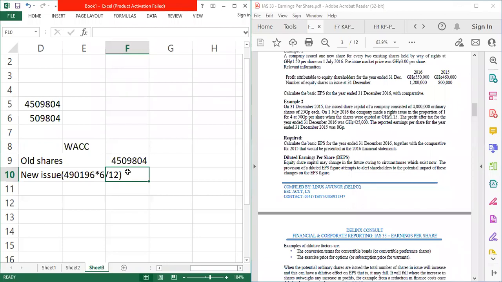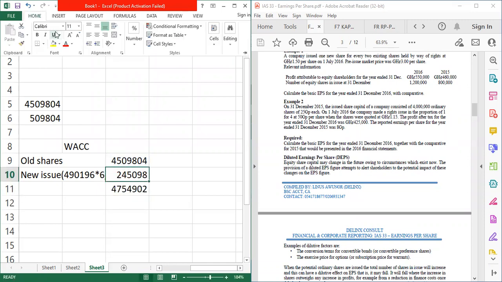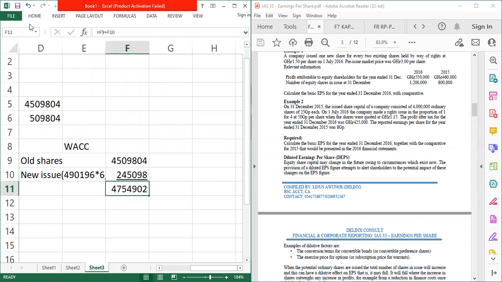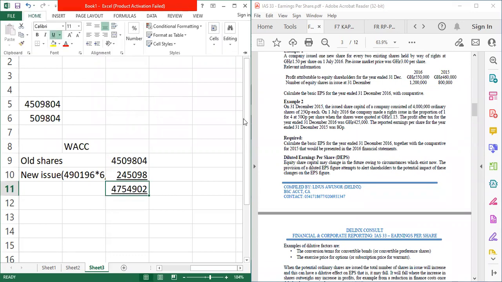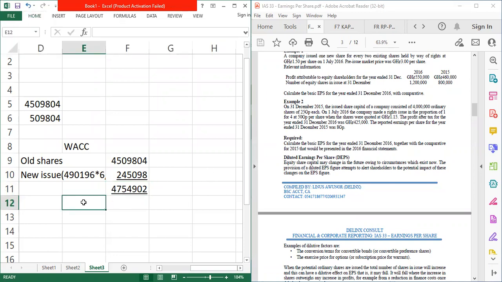Two four five zero eight four. 245,098. So let's add a 2. And this thing is confusion. You see, this one is the easiest one. If I should do what they are saying that we should do, you get 4,754,902. Okay. So we can now find our earnings per share for 2016, which will be 425 divided by this.